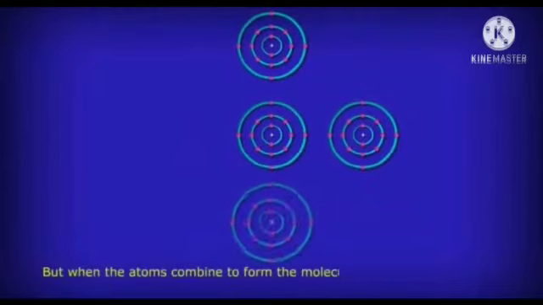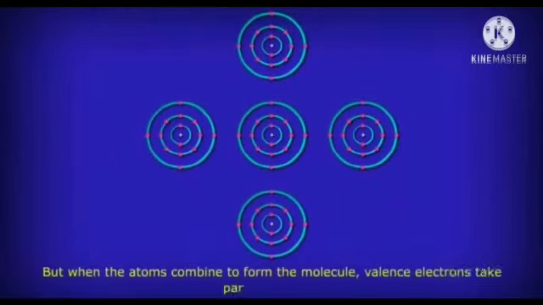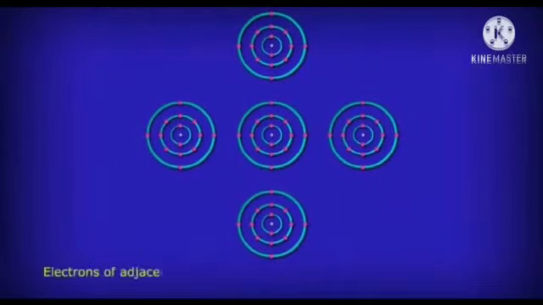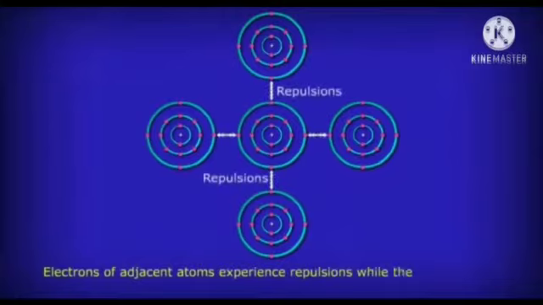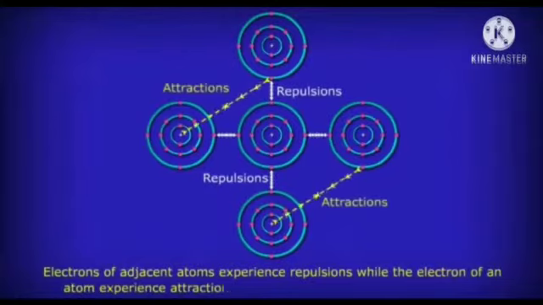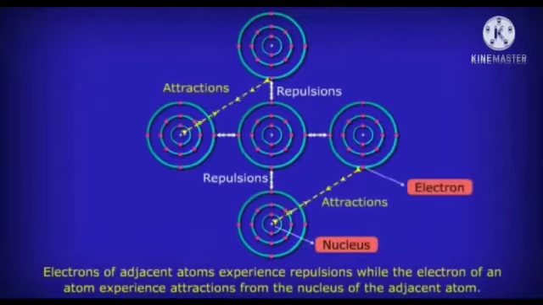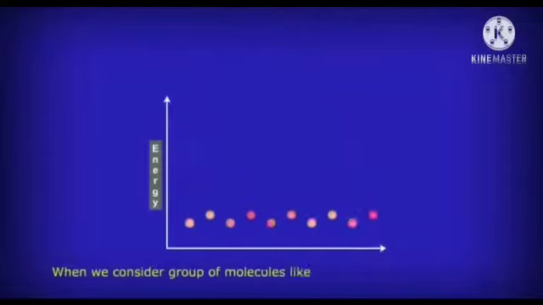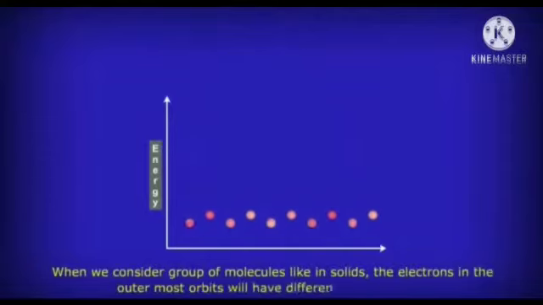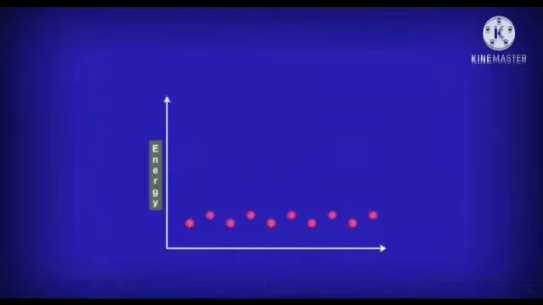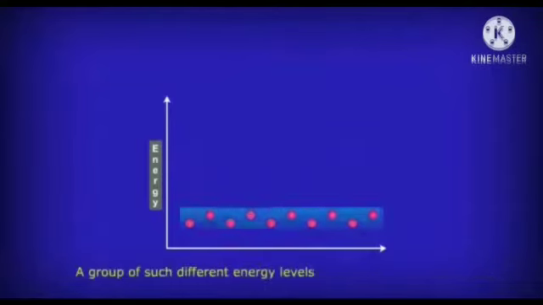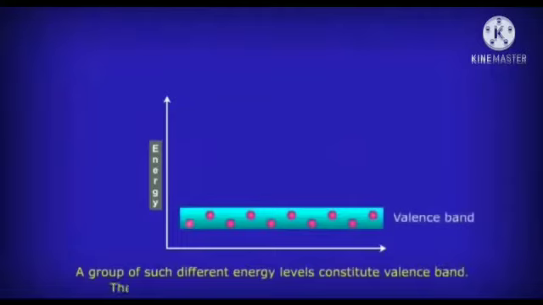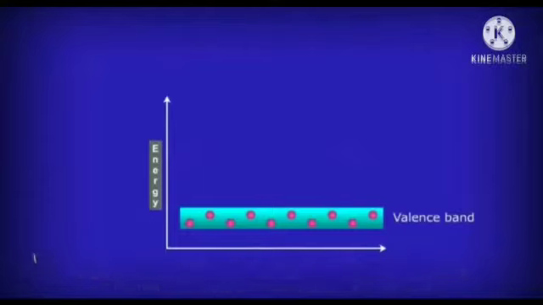But when the atoms combine to form a molecule, valence electrons take part in bonding and the electrons of adjacent atoms experience repulsion, while an electron of an atom experiences attraction from the nucleus of the adjacent atom. When we consider a group of molecules like in solids, the electrons in the outermost orbits will have different energy levels. A group of such different energy levels constitutes the valence band. The electrons in the valence band are loosely bound.